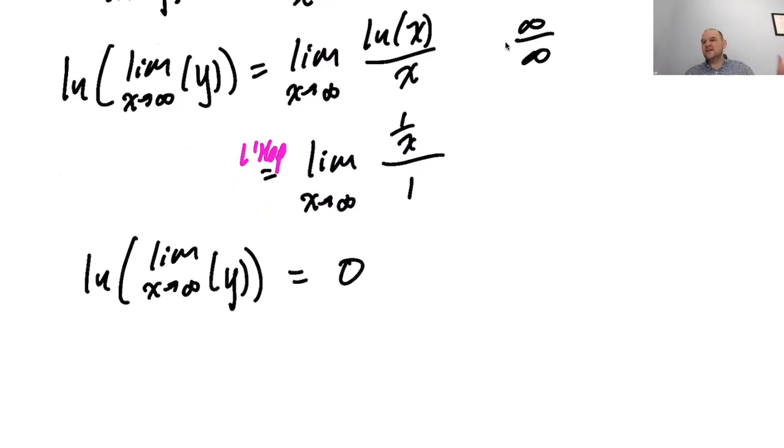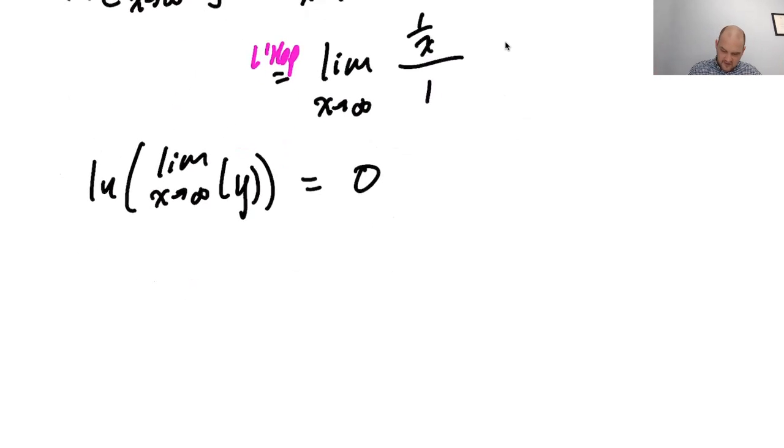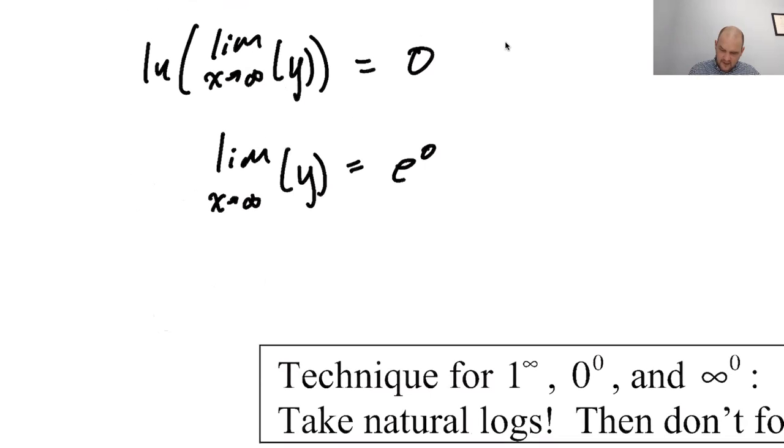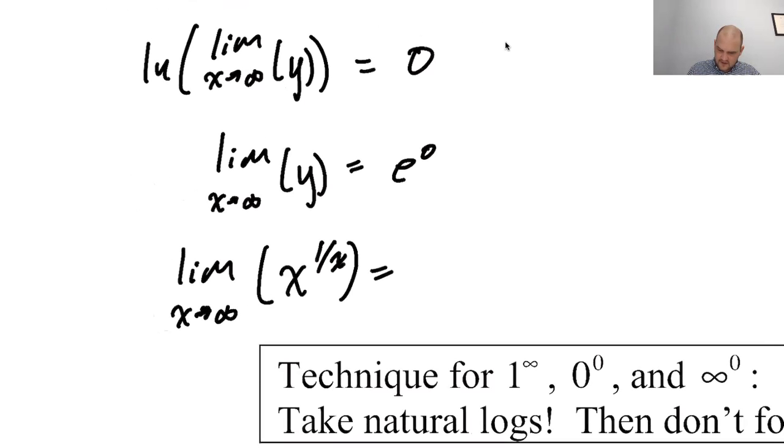Okay, so is the answer 0? No, the answer is not 0. Well, this is the answer, but I don't like to leave it at that transitive property at the last step. We get e^0. e^0 is 1. So the limit as x approaches infinity of x^(1/x) is equal to 1. And we got it. Hopefully.